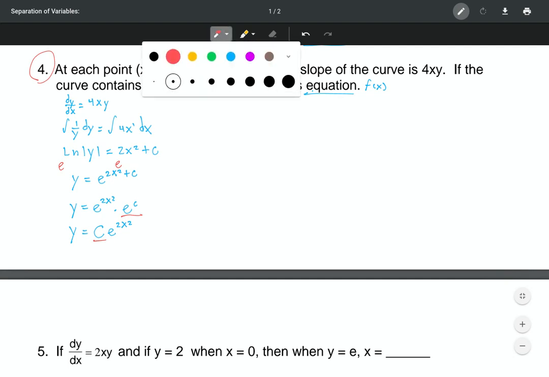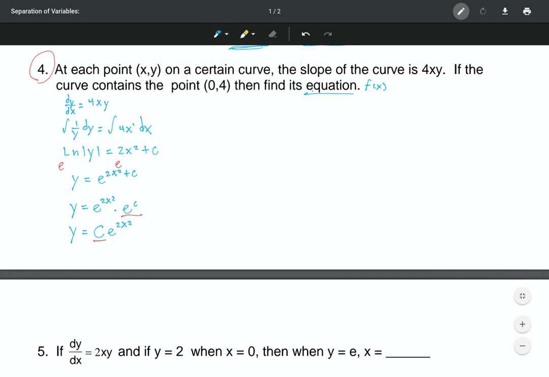It says that the curve contains the point (0, 4). So now I'm going to go ahead and plug in the point (0, 4). So I'm going to plug in a 4 for y, and I'm going to plug in a 0 for x. Now this is going to be e to the 0 power, which is 1. So c is equal to 4. So my final answer is going to be y is equal to 4 e to the power of 2x squared. And that's it. All right, so let's go on.